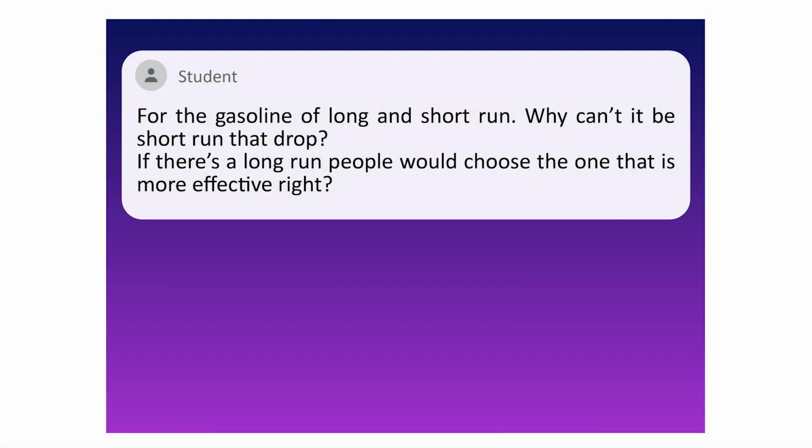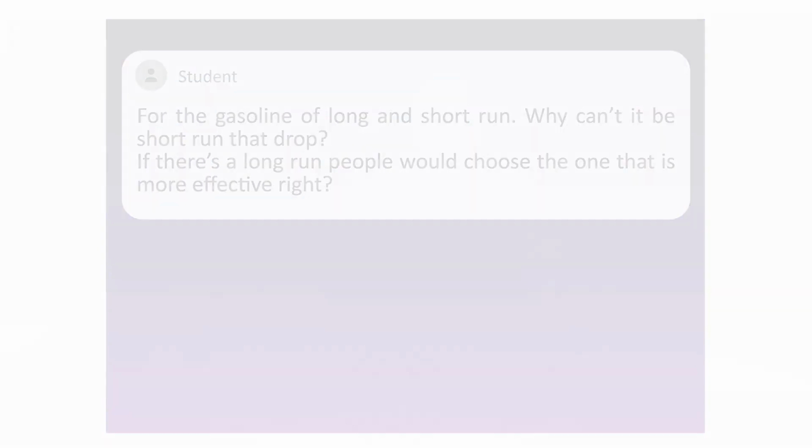Okay, for the gasoline long run and short run, why can't it be the short run that drops more? I'm not 100% sure what this question is about. The key thing is that in the short run, people have fewer ways to adjust to a price change in gasoline. But in the long run, they have more options so they can adjust to the gasoline price. So if the price becomes cheaper, they can shift to buying larger cars or driving longer routes.